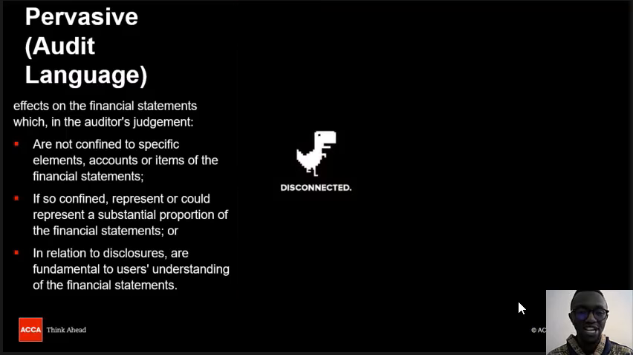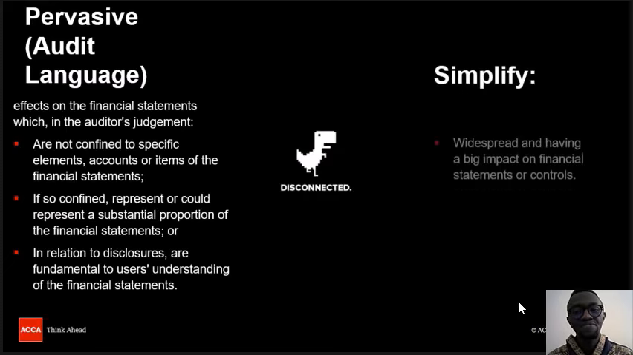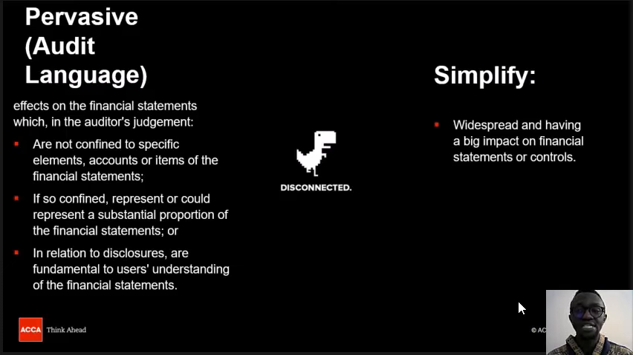I'm sorry for disconnecting you here. Let me bring you back. Just to simplify, pervasive basically means it's widespread. It has a big impact on the financial statements or the controls, in simple terms, meaning it's found everywhere. It's just spread everywhere. It's like a virus. It's just everywhere. It's not confined to one particular area.